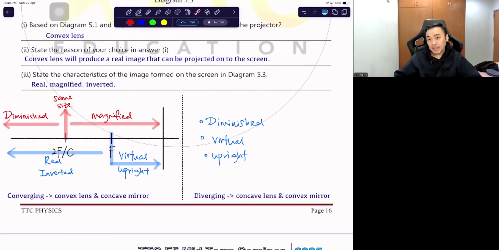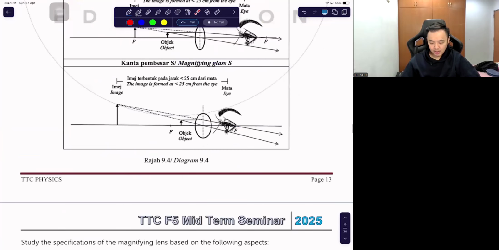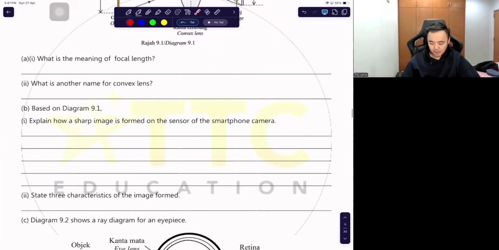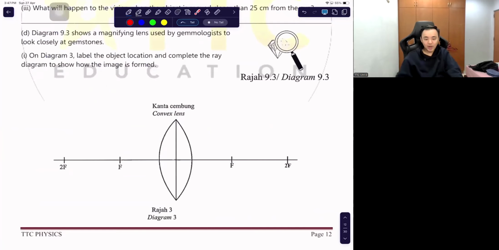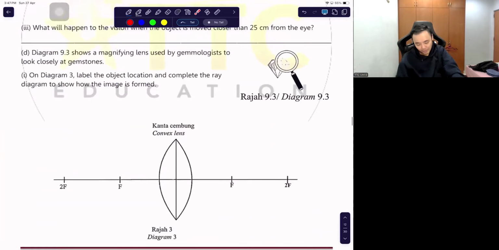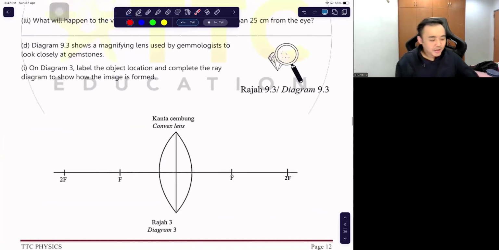Now, I will show you the drawing. I want to draw both, so I'm not going to go through the whole question yet. Can you go to page number 12? Number 12, this one. No, the top part, the one I left to you. I want to do this one, because I want to make sure you know how to draw your ray diagrams.